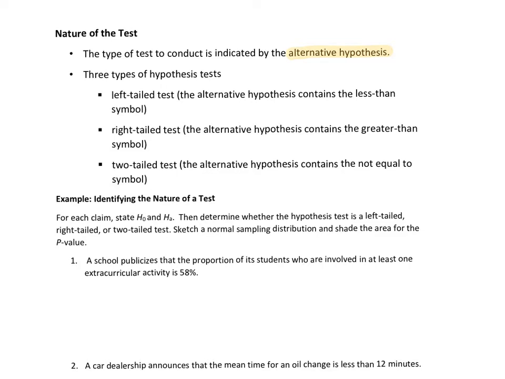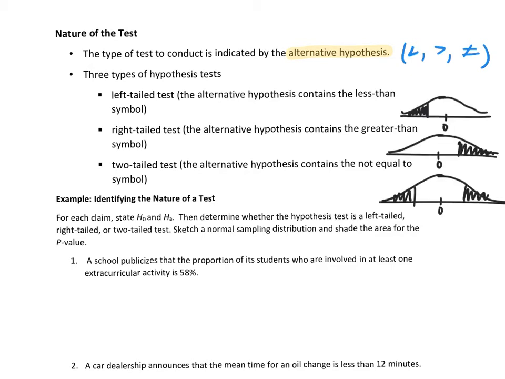So we are going to be basing it off of the less than, the greater than, or the not equal to sign. Okay, the left-tailed test means that the alternative hypothesis contains the less than symbol. The right-tailed test means that the alternative hypothesis contains the greater than symbol, and the two-tailed test means that the alternative hypothesis contains the not equal to symbol. And then we have the following diagrams that could be rough sketches of each test.